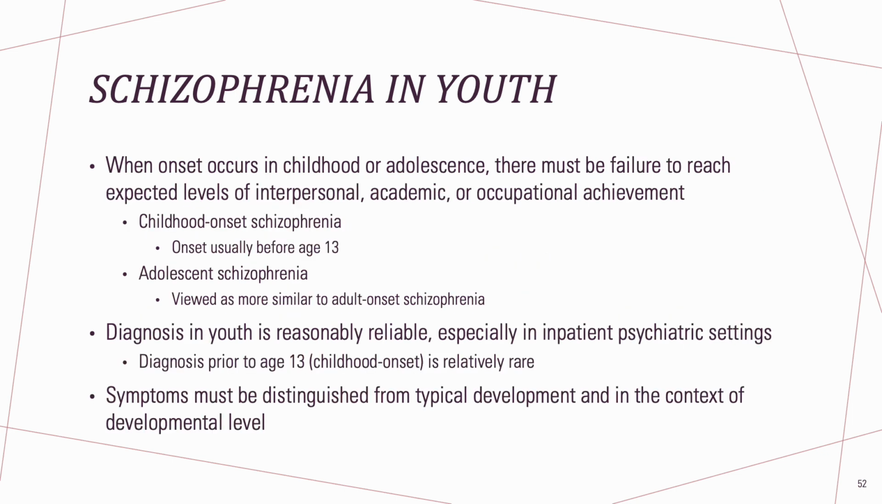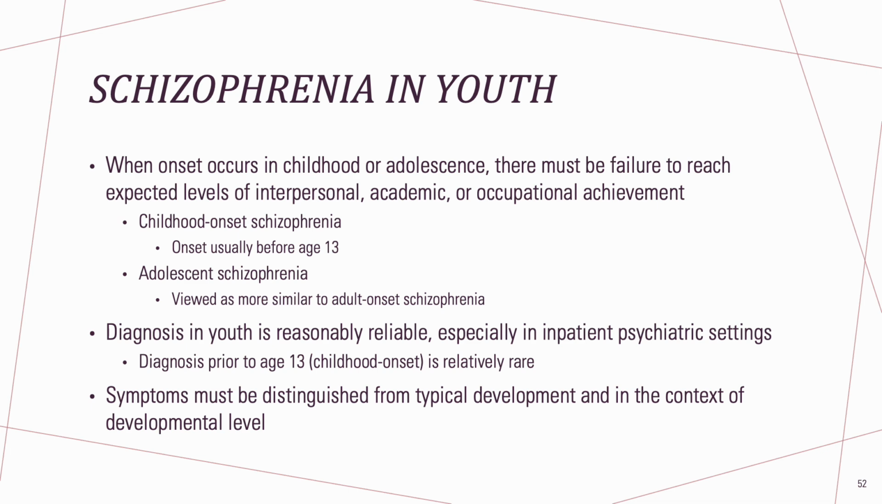So there are two types of onset when we're talking about schizophrenia in youth: childhood onset and adolescent onset. When onset occurs in either childhood or adolescence, there must be failure to reach expected levels of interpersonal, academic, or occupational achievement. That has to be there in order for a diagnosis of either childhood onset or adolescent onset to be given. Childhood onset really refers to onset before age 13, and adolescent is afterwards. And in fact, we tend to think that adolescent schizophrenia looks a lot like adult onset schizophrenia.